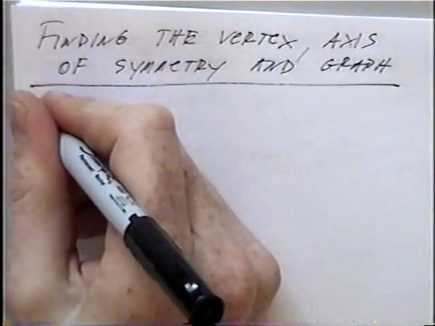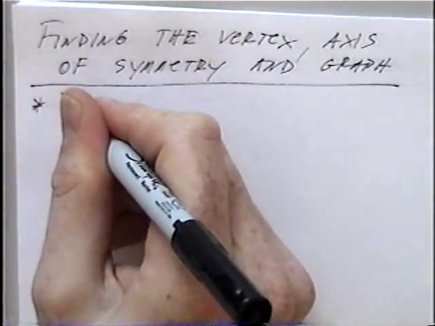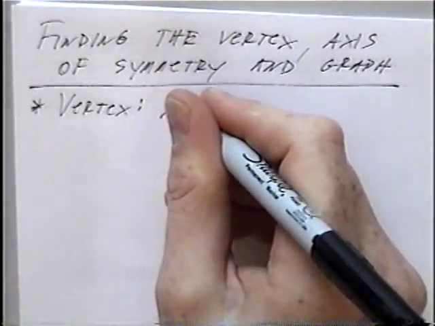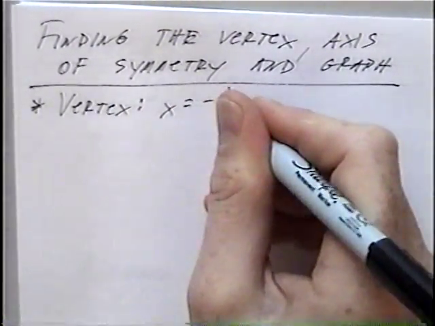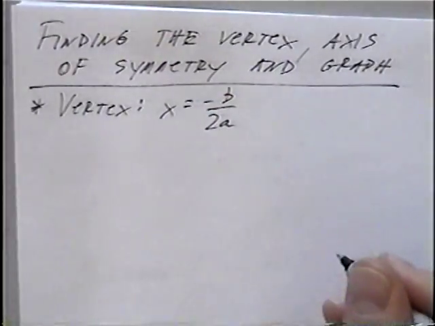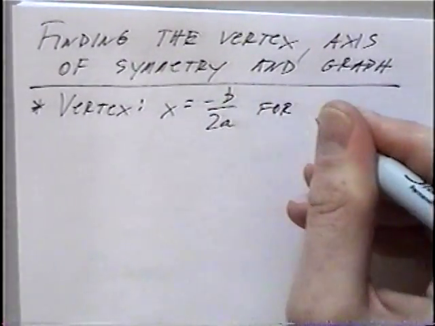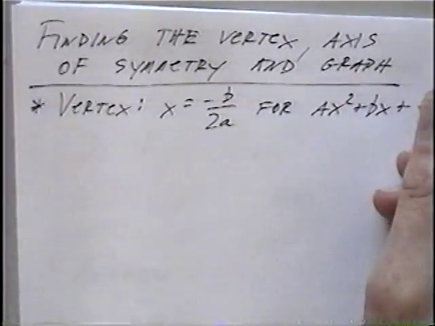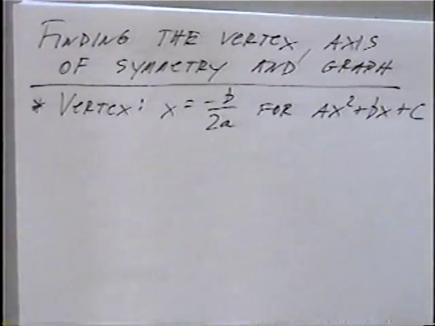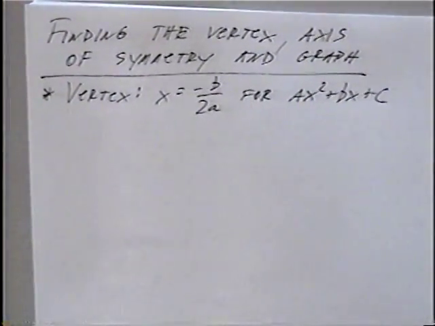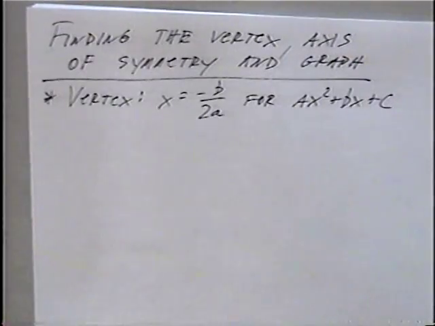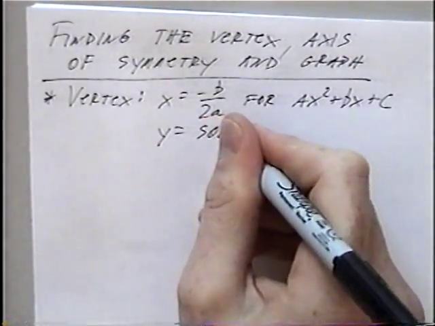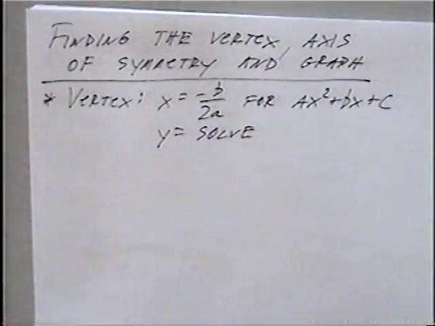Few formulas and definitions for this section. The vertex, again, is the point where the graph turns around. The equation for that, x equals negative b over 2a. And we'll use the equation ax squared plus bx plus c. So a would be the number in front of x squared, b is the number in front of x, and c is the last number. To find what y is, we will solve. Once we find x, we can plug it in and solve for y.